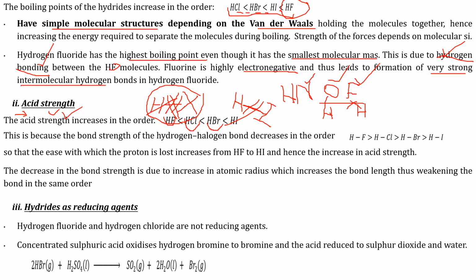Since it requires very low amounts of energy to be broken, in solution, hydrogen iodide is going to release the most hydrogen ions. So there will be more protons in a solution of hydrogen iodide. That means that it's going to be the most acidic. That's why here we are saying that the decrease in bond strength is due to increase in atomic radius, which increases bond length, thus weakening the bond in the same order. I hope I've explained that in more detail.